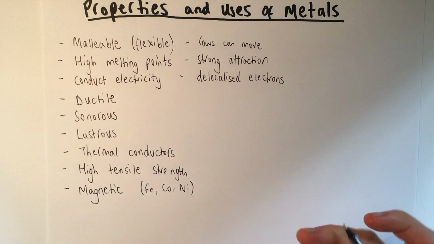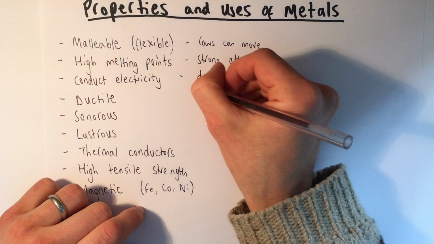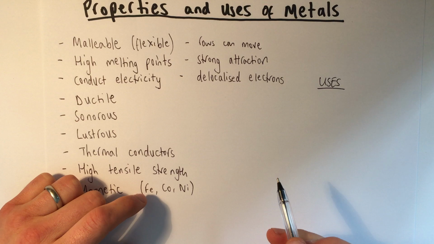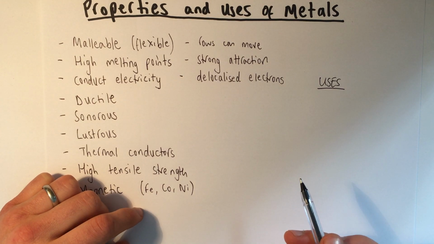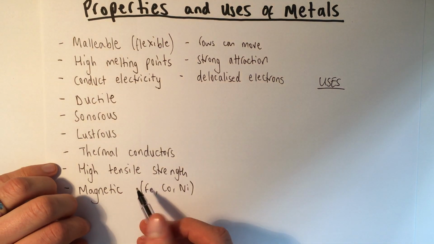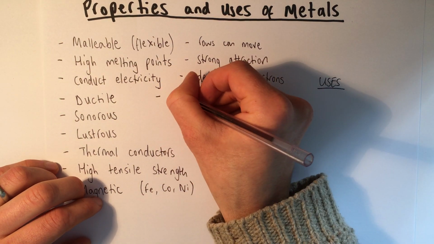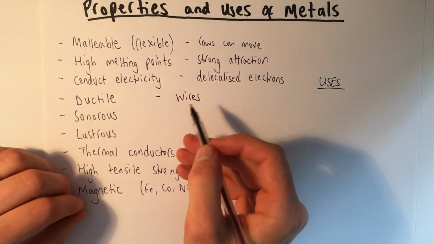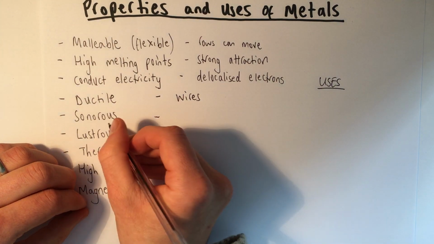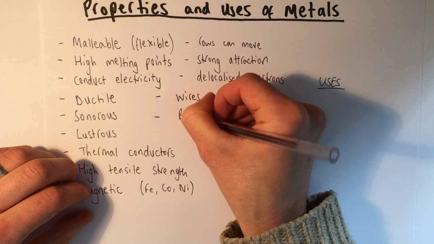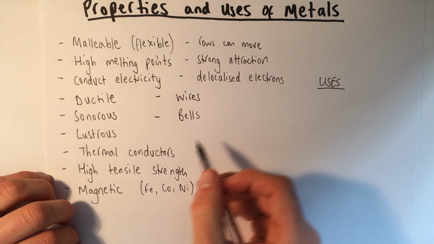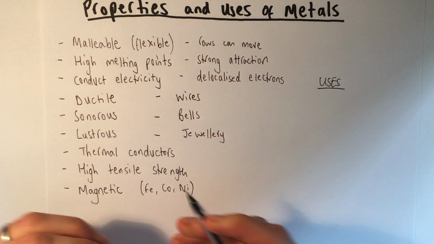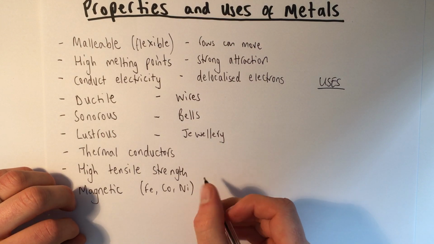Okay, lastly then, now that we know these properties, we can get some uses out of them. You would all be able to think about loads of things you know that are made of metal and be able to say why they're made of metal. But if we just took these different properties in turn, ductile, we know that we make wires, electric wires, out of metal. And we can do that because they're ductile, we can draw them into wires, and because they conduct electricity. Sonorous, we make bells out of metal and other musical instruments. Lustrous, jewellery. The more lustrous, the more shiny a metal, the better it is for making jewellery with.